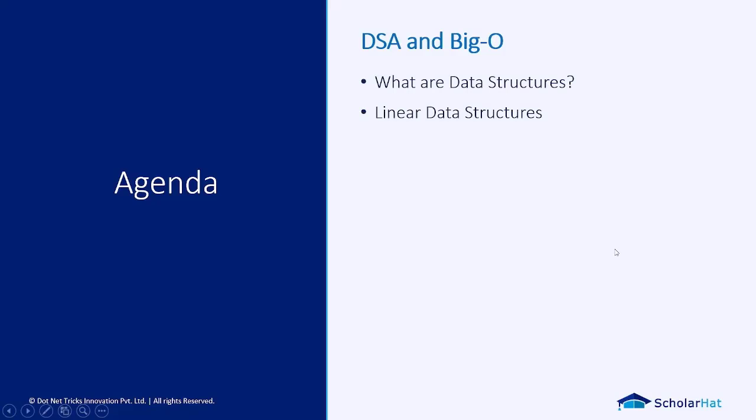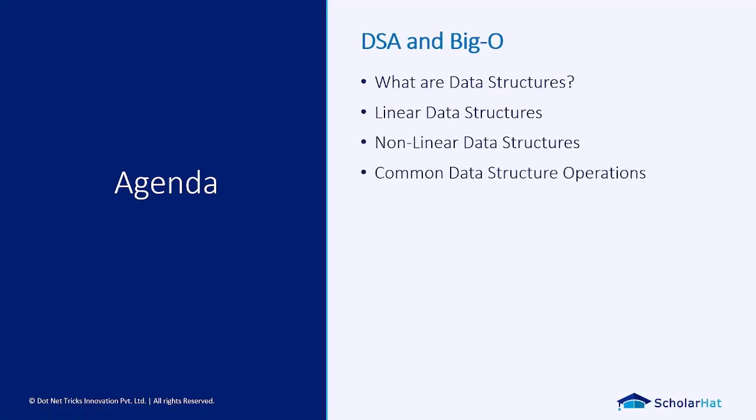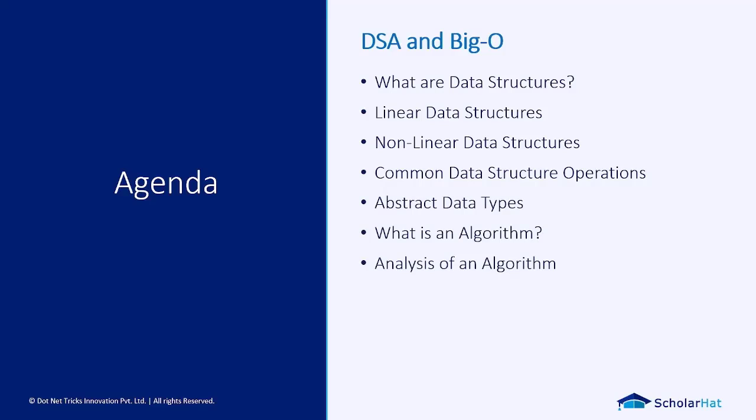What you're going to study here is: what is a data structure, what are linear data structures, non-linear data structures, common data structure operations, abstract data types, what is an algorithm and how to analyze an algorithm, and what are the two basic things in an algorithm, that is time complexity and space complexity. We're going to learn about those things and asymptotic notations, and we're going to solve tons of problems here.